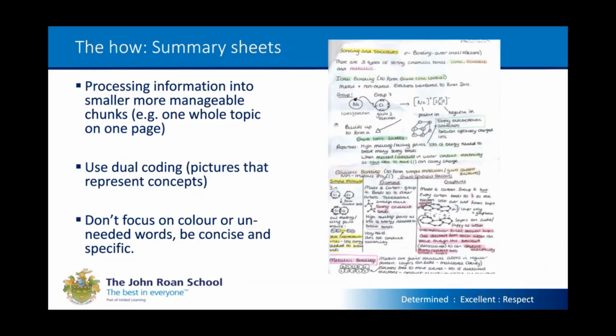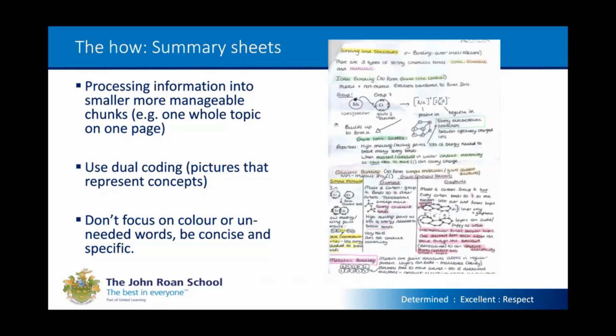The second revision strategy is called a summary sheet. Now, these are usually done at the end of topics. And these summary sheets are all about processing the information into smaller, more manageable chunks, using something called dual coding, which is using images instead of words, and also making sure that they are only doing the absolute core knowledge.